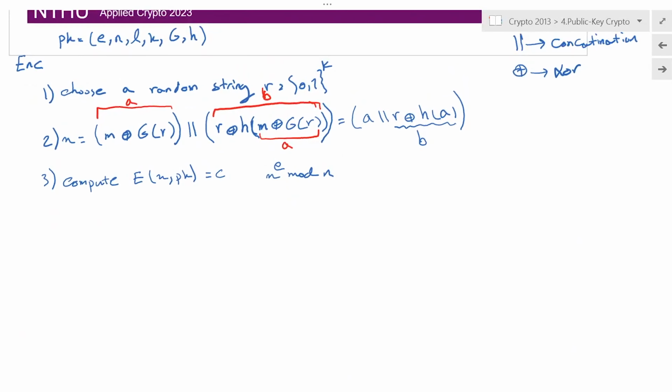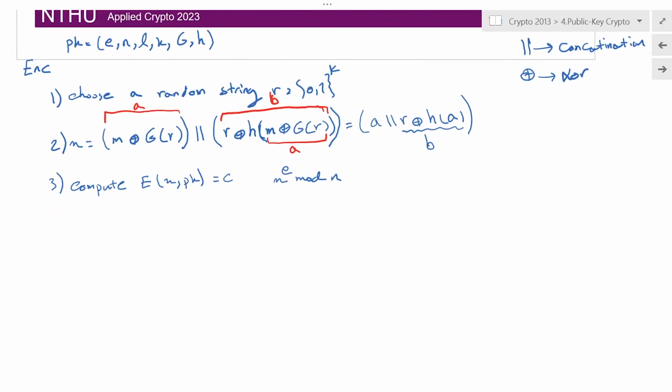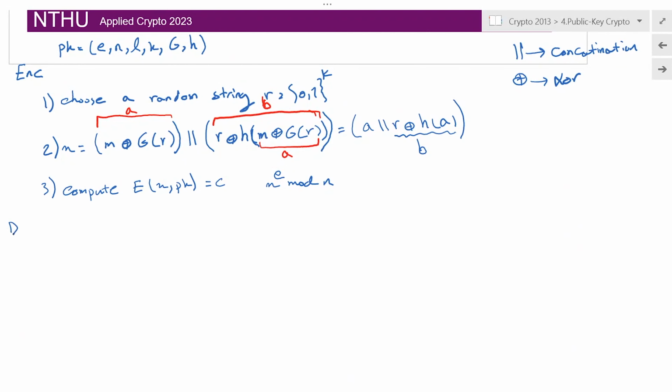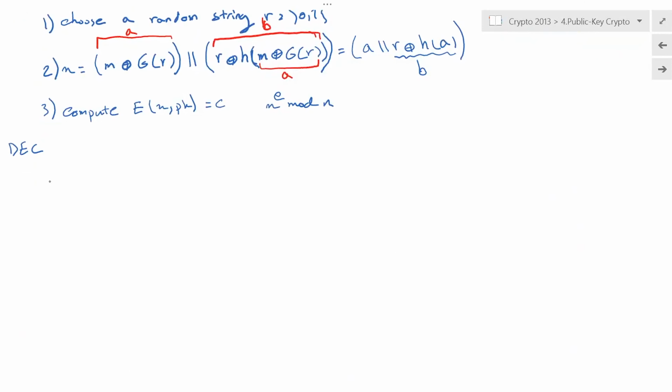So I think it's a little bit confusing until we get to the decryption part, where you see that we are able to recover m. So bear with me for these two steps, and then you will see that this would actually work. So in order to decrypt, we need to take two steps. Number one, of course, we need to decrypt it.